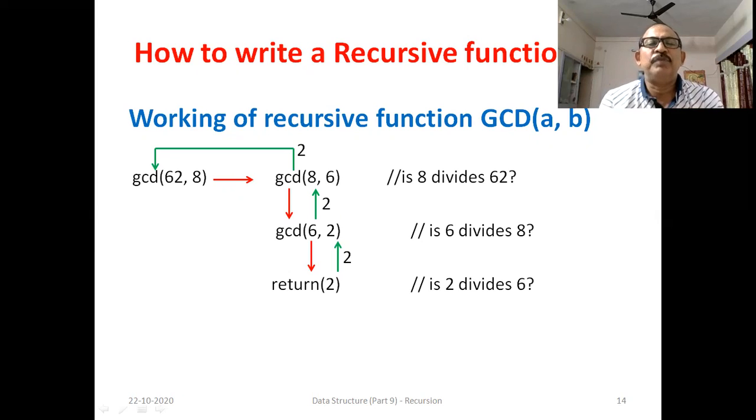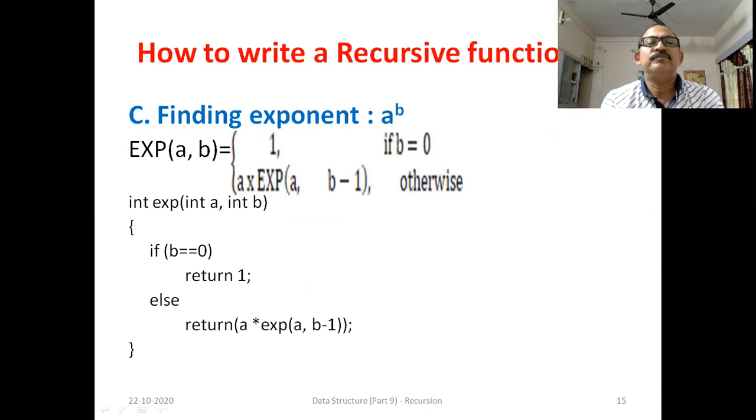What is the previous calling place of the function GCD(6, 2)? It is GCD(8, 6). The function GCD(8, 6) receives the value 2, and this value 2 goes to the function GCD(62, 8). Means the function GCD(62, 8) receives the value 2, and this is the answer of the greatest common divisor of 62 and 8. Okay. Let us see another problem.